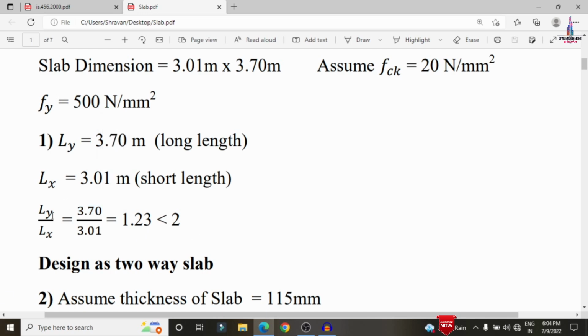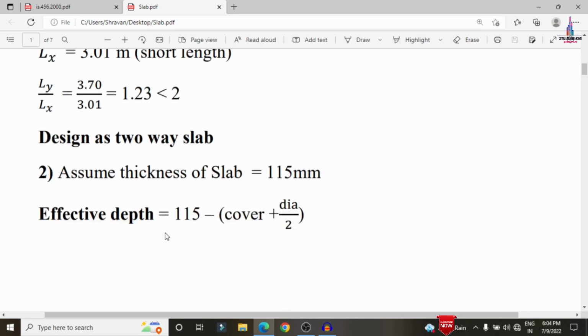Basically, if the ratio of the length of the long span to the length of the short span is greater than 2, we consider it a one-way slab. Here the ratio is less than 2, so we need to consider it a two-way slab system. So the slab comes under the two-way slab system, and we need to follow the two-way slab system procedure.